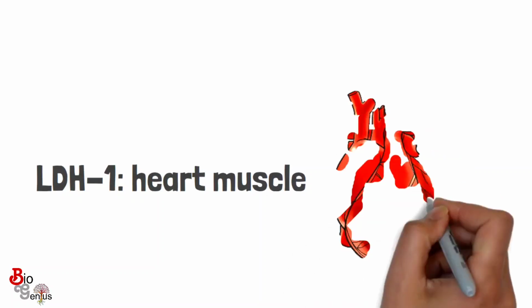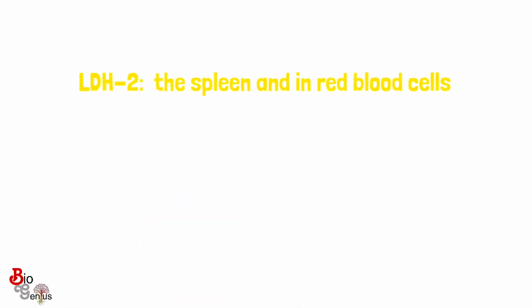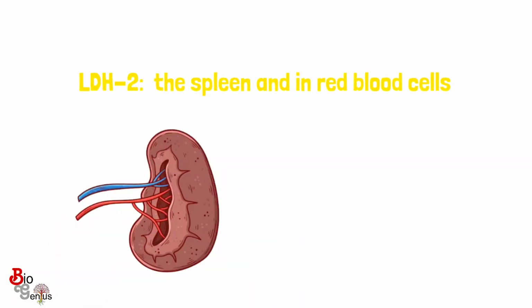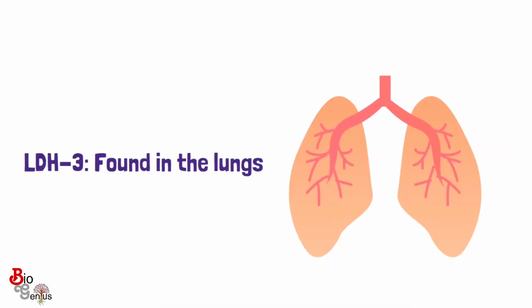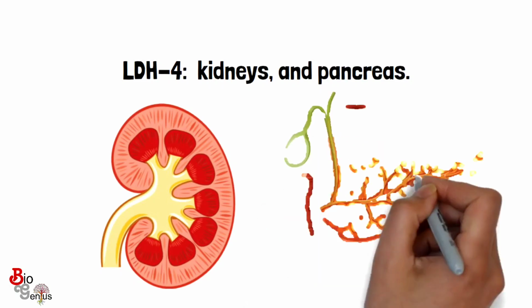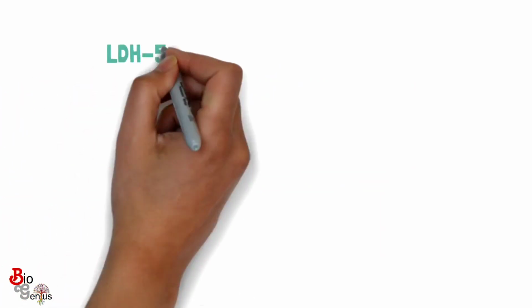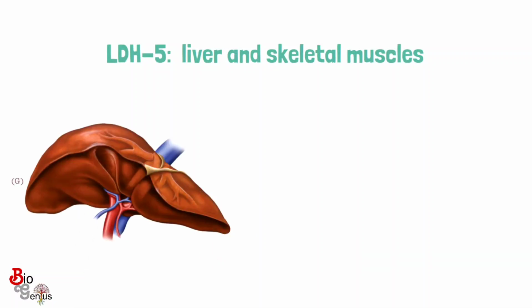LDH1 is found predominantly in the heart muscles. LDH2 is predominantly found in the spleen and in the red blood cells. LDH3 is found in lungs. LDH4 is found in kidneys and pancreas. And LDH5 is predominantly found in liver and skeletal muscles.